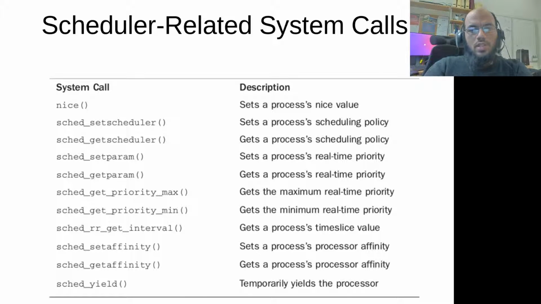You can get the maximum priority of real time, and you can get the minimum real-time priority also using sched_get_priority_min. You can schedule an interval for round robin. So if you say, for example, that I'm going to run it for 1 second or something, you can do that. Sorry, you can get it. I think you can set it also. I think there is something with which you can set the interval, but I might be wrong there.